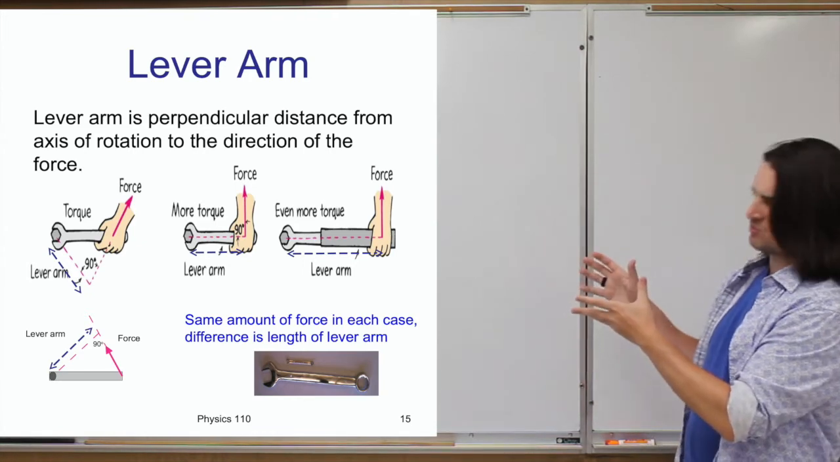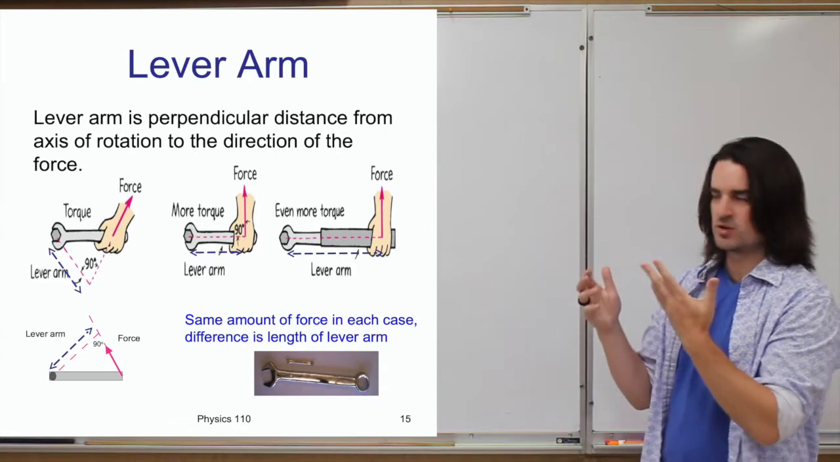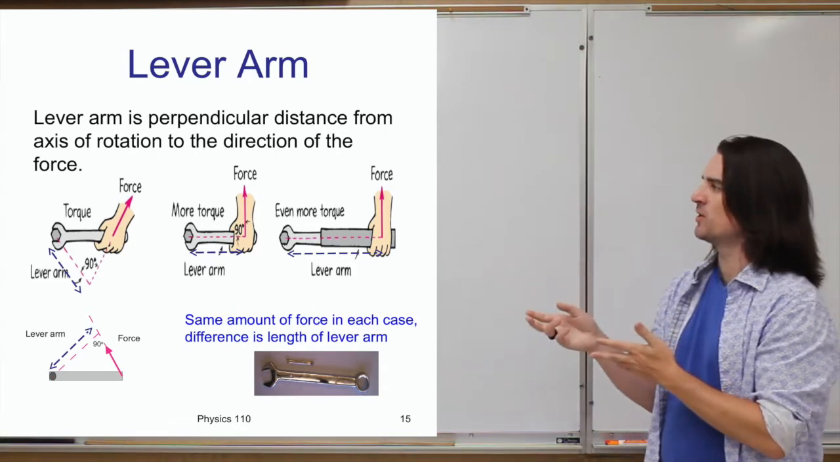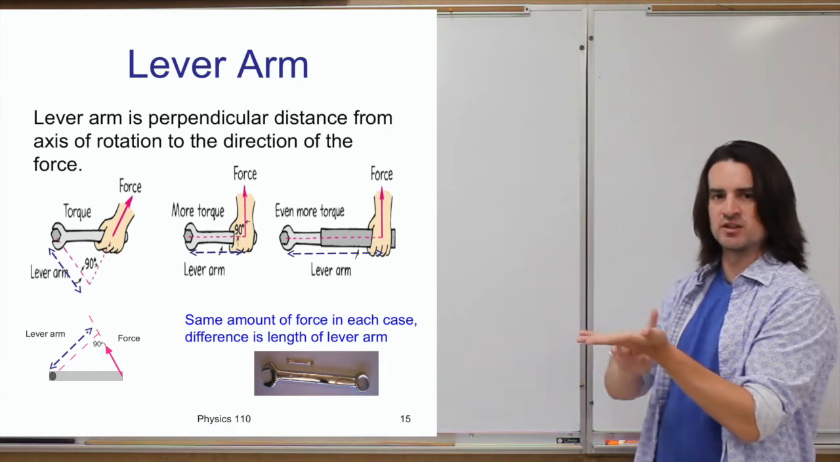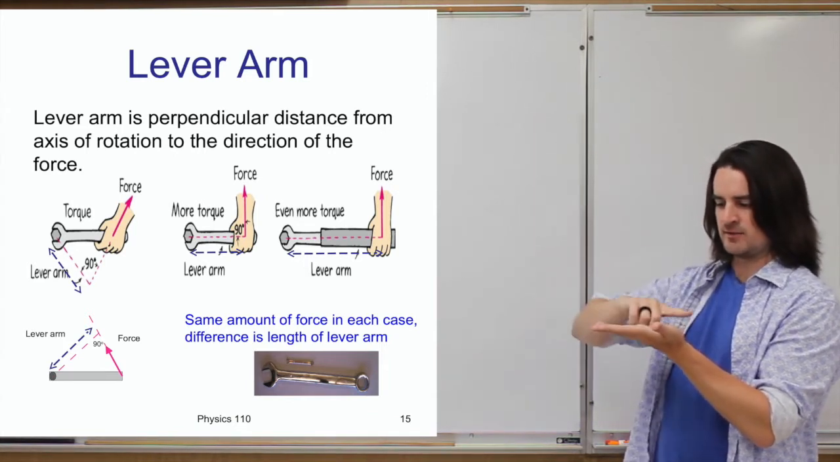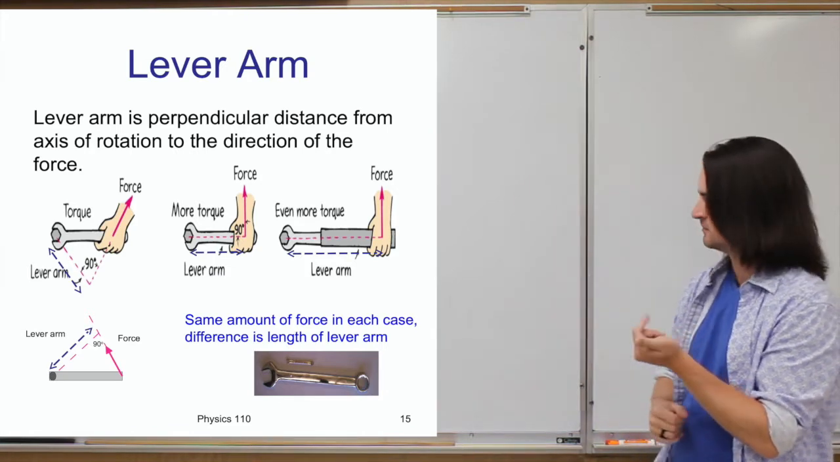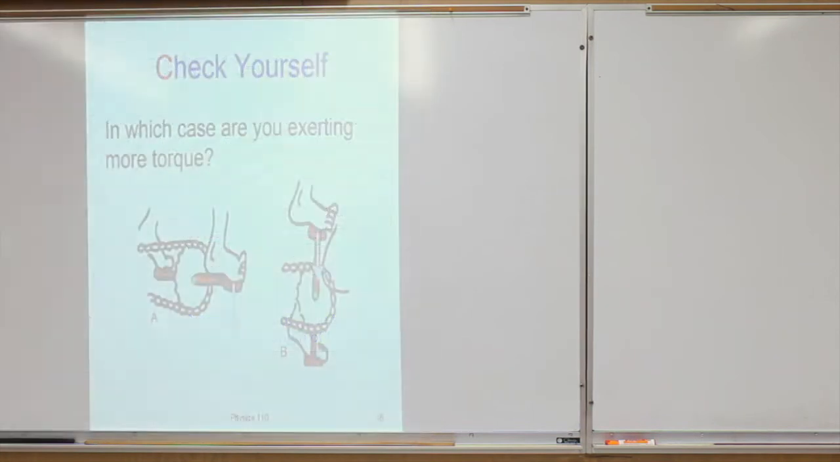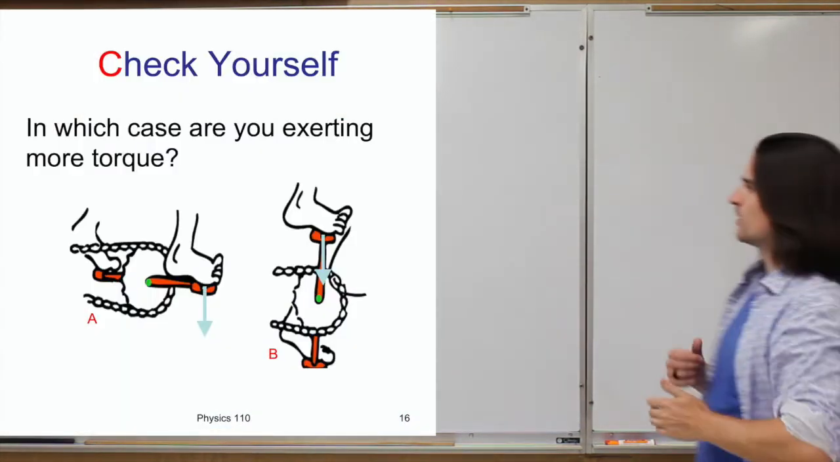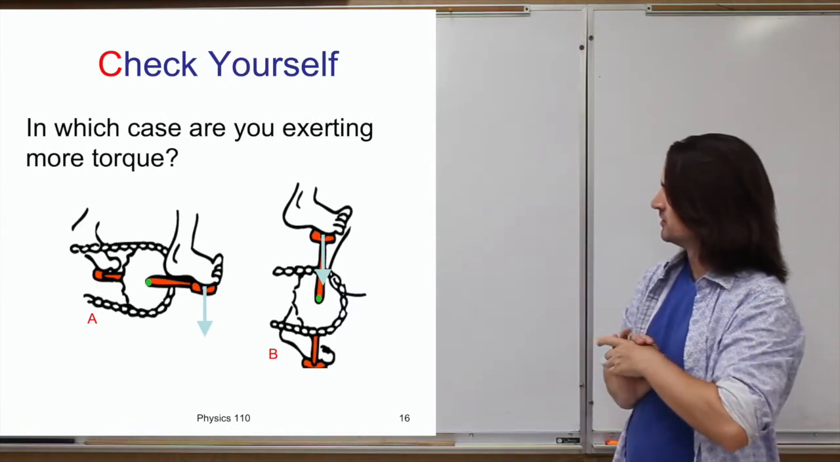So this is all telling you that if you want to act a torque, you can act a force in a number of different ways, but at least some of that force needs to be perpendicular, or tangential, to that circle you're trying to rotate about.